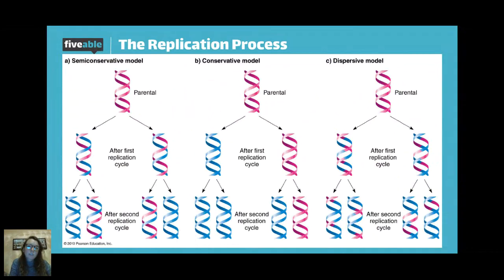But basically, scientists at one point thought, maybe DNA just completely replicates itself, right? So the parent is pink here, and then we make a whole new strand for both strands after a replication cycle. And then we continue on like this.